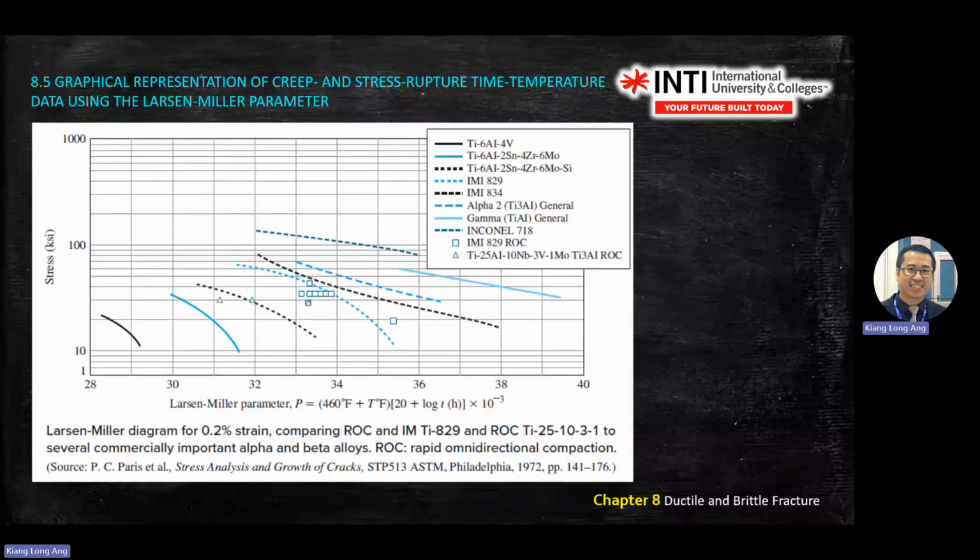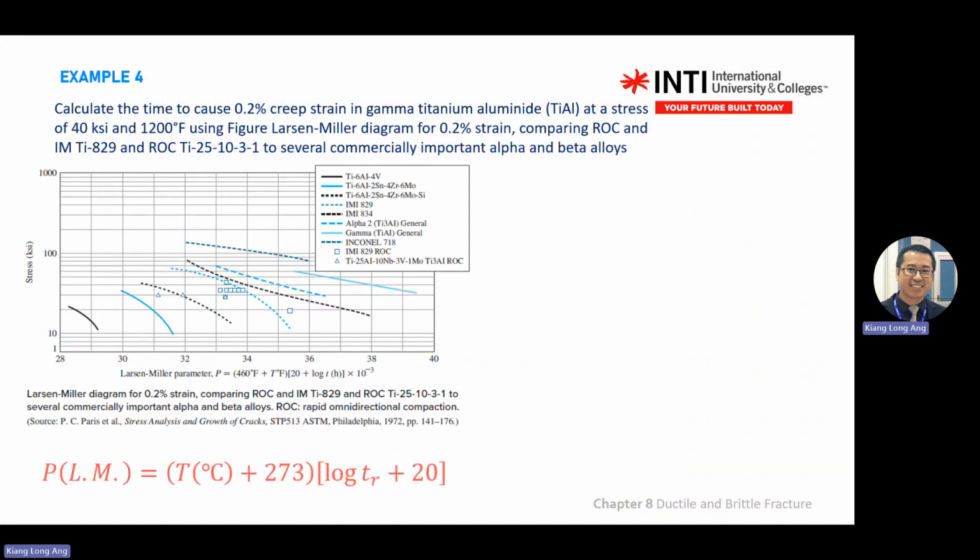Okay, so these are the other examples for the LM parameter. This one is also the same. So calculate the time caused by 0.2% creep strain. This actually is a bonus question because everything is on the graph that has the equation. So this question asks you to find 0.2% creep strain in gamma titanium aluminide, TiAl, at a stress of 40 ksi at 1,200 Fahrenheit by using the diagram, comparing and so on.